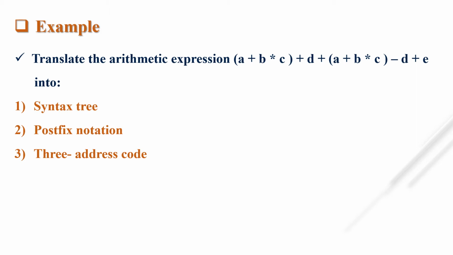Okay, note that here 3 address code will be asked, not 3 address code implementation. If they ask 3 address code implementation, then and only then we are going to implement quadruple, triple and indirect triple. Okay, so in this example we only write the 3 address code for the given expression.